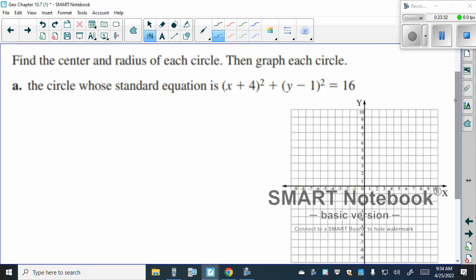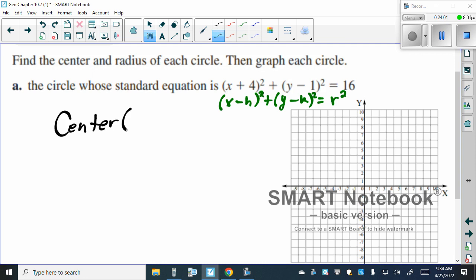Find the center of the circle and radius of each circle, then graph it. So the circle whose standard equation is x plus 4 squared plus y minus 1 squared equals 16. Now I'm going to write the standard equation underneath it. So we have x minus h squared plus y minus k squared equals r squared. So the first thing we're looking for is the center.